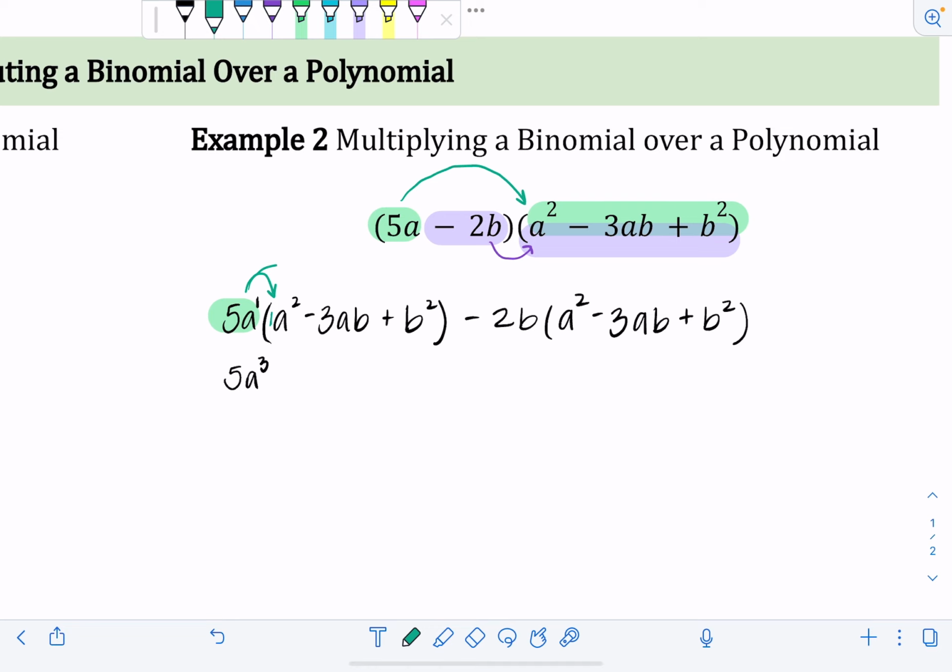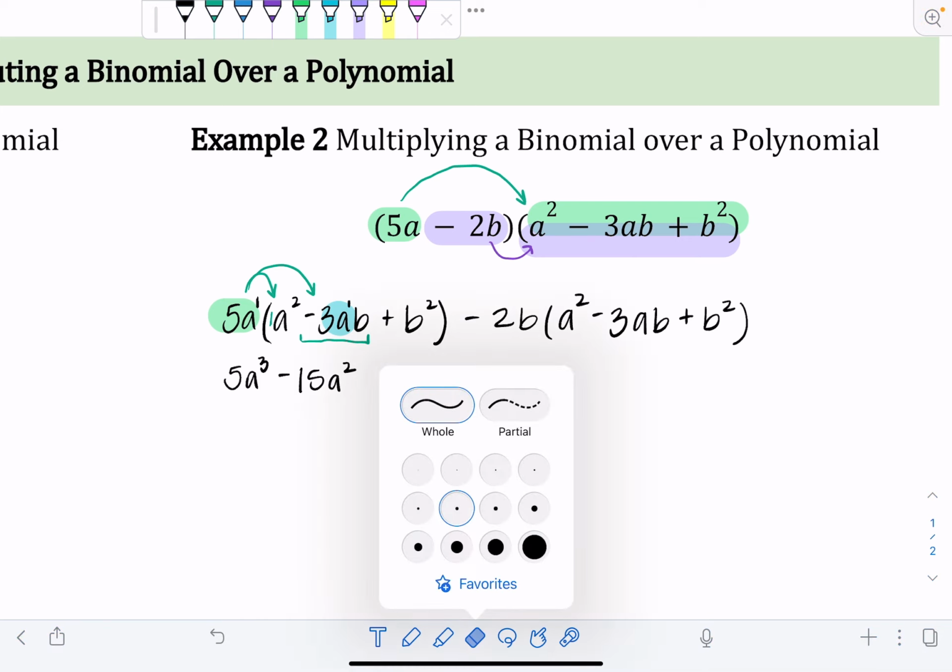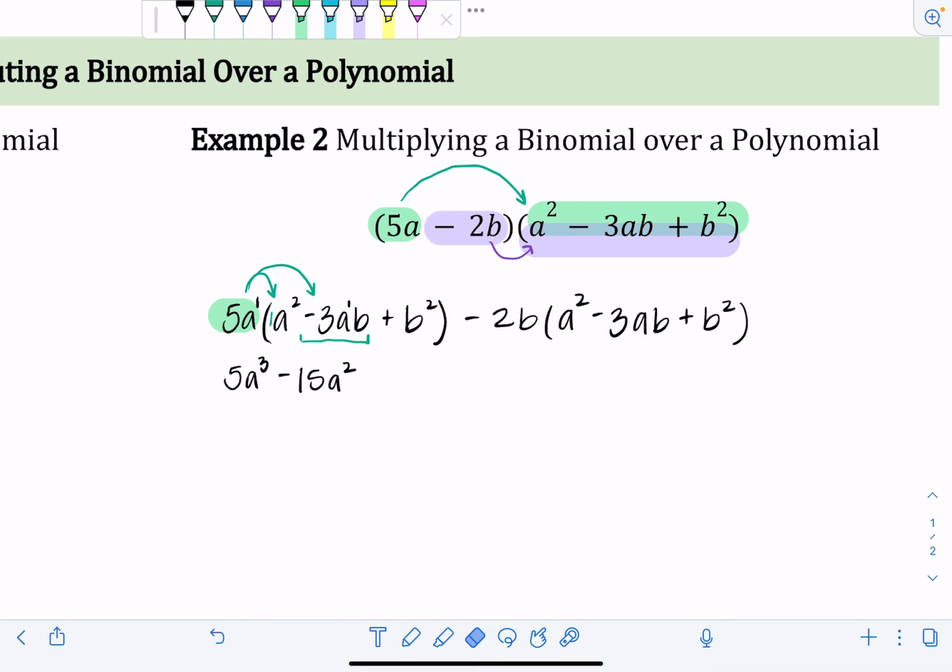And then next I take the 5a and I multiply it by negative 3ab. So 5 times negative 3 would be negative 15. And then I can multiply the a times a, and that would become a squared. But this middle term has that b there. There's no other b here to combine it with to multiply by, so it just stays exactly the same. It just tacks on at the end.